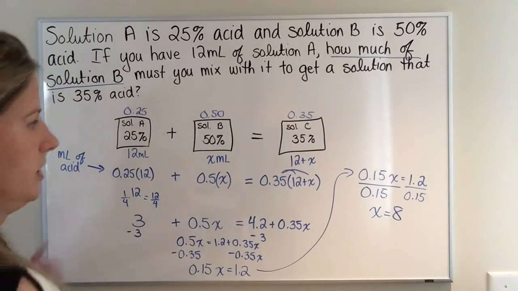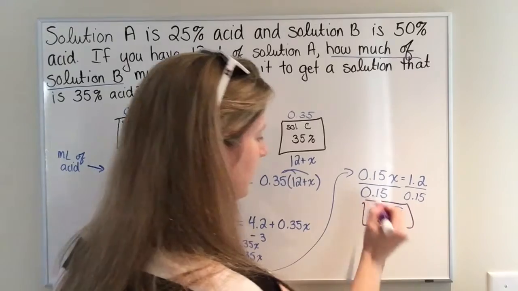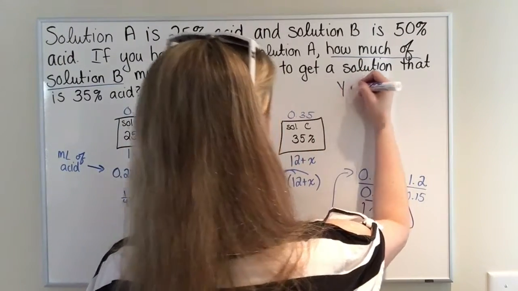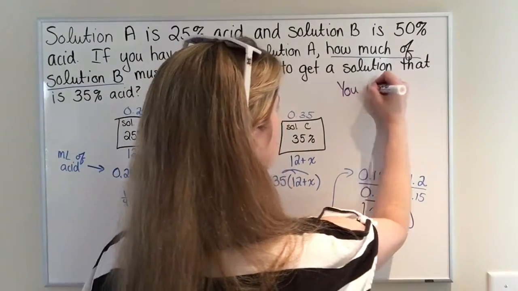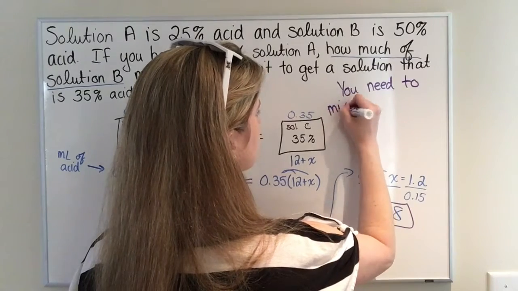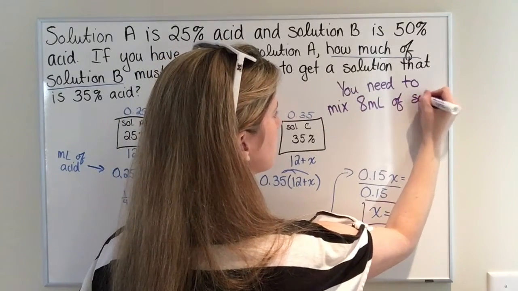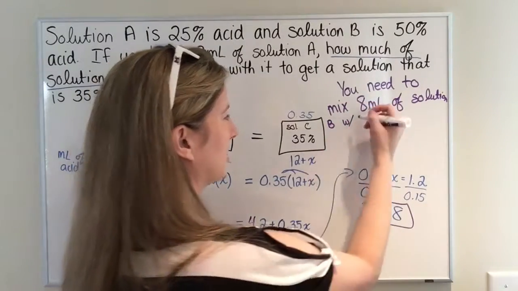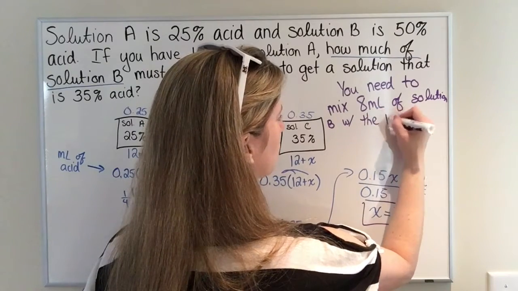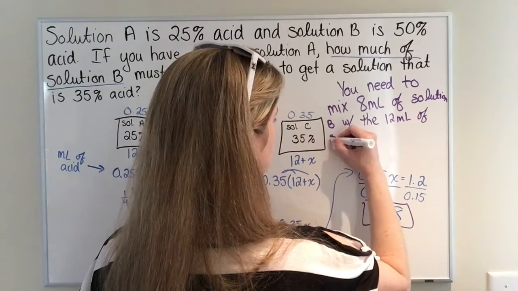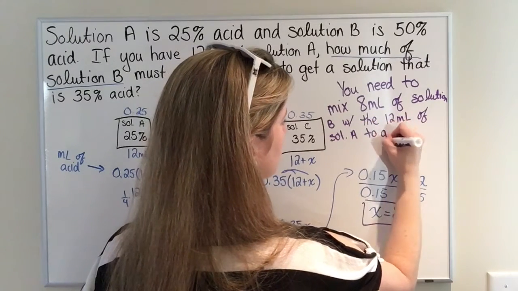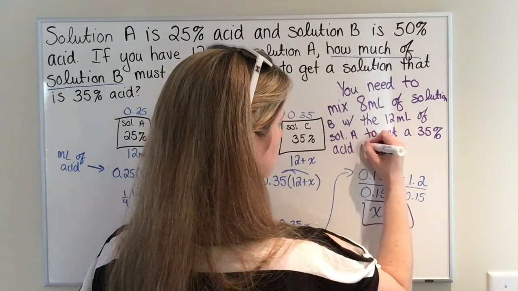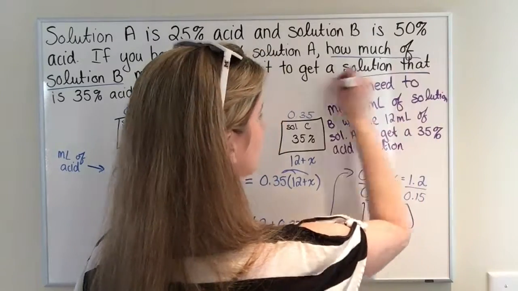So what we're going to do here is write the answer, which is 8. And that is the number of milliliters of solution B, because that's what our variable was. So how much of solution B? You need to mix 8 milliliters of solution B with the 12 milliliters of, and I'll abbreviate, solution A to get a 35% acid solution. Okay, so there's your answer.